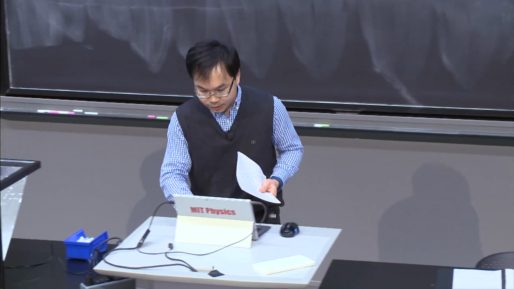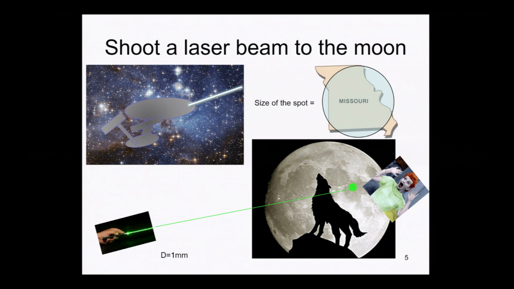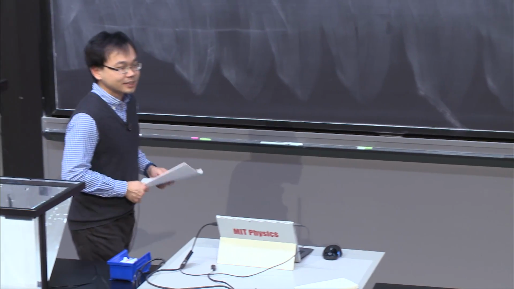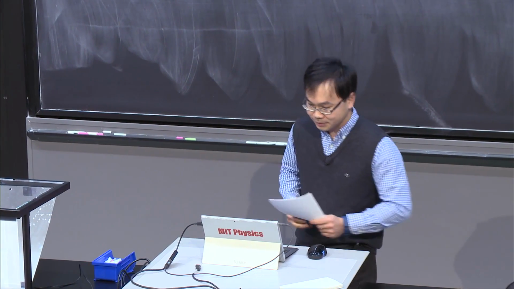Another interesting result we found is that if we shoot a laser beam to the moon, by now you should be able to conclude that it's not going to be a point on the moon. Instead, it's going to be a spot as large as the whole United States. That's another interesting result we found from the discussion last time.